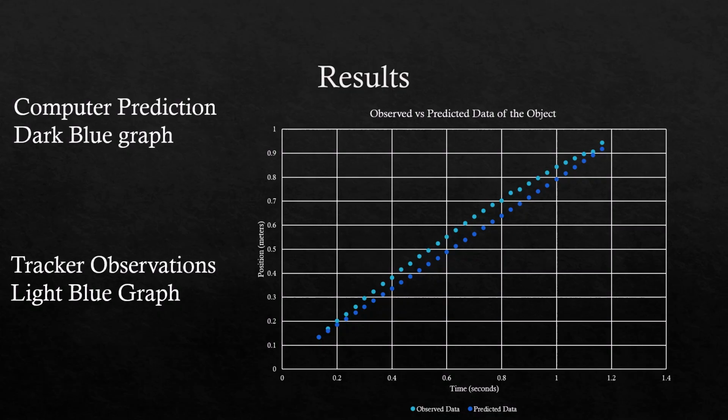These are the results I found. The light blue is our Tracker observation, and the dark blue is our GlowScript predicted outcome. As you can see, the dark blue is linear, while the light blue is a little bit more curved. The light blue surprisingly outpaced the dark blue in the middle.